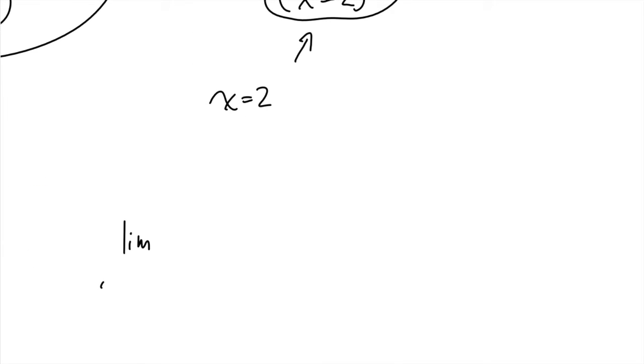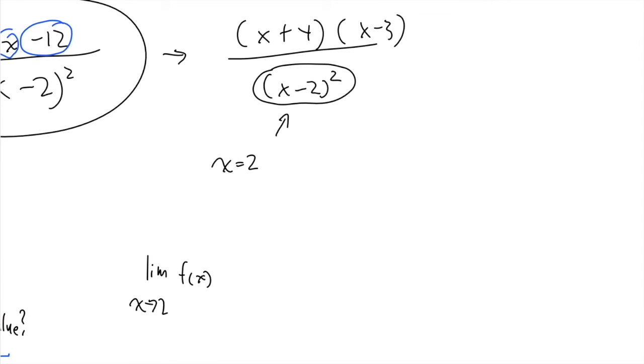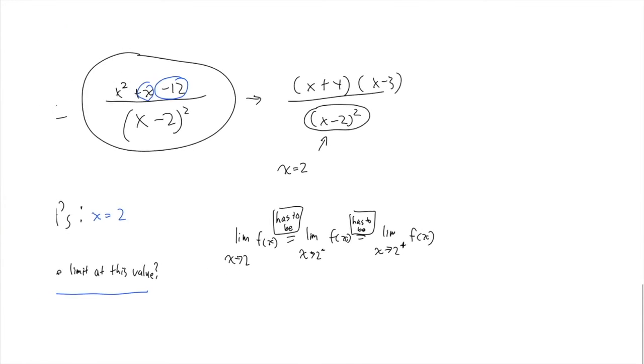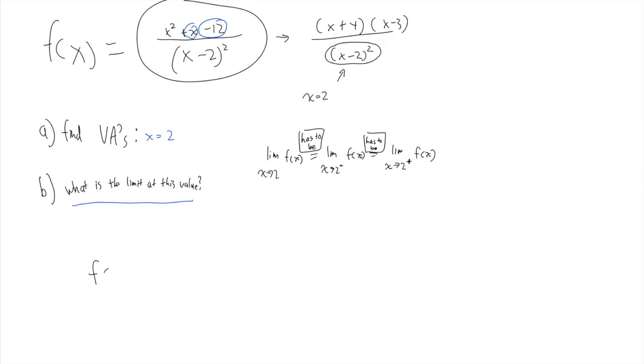So the limit as x approaches 2 of f of x, well, we can't plug it in. There's no way to factor that. But we can say that this has to be equal to the limit as x approaches 2 from the left, which also has to be equal to the limit as x approaches 2 from the right of f of x. So let's do all of this together right now. Let me rewrite this function down here.